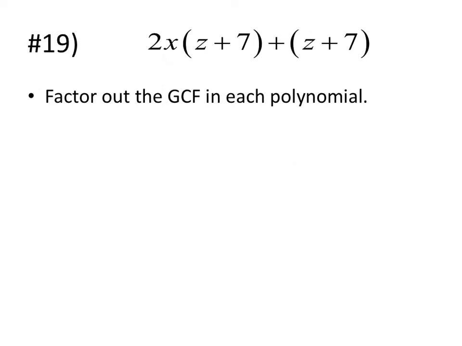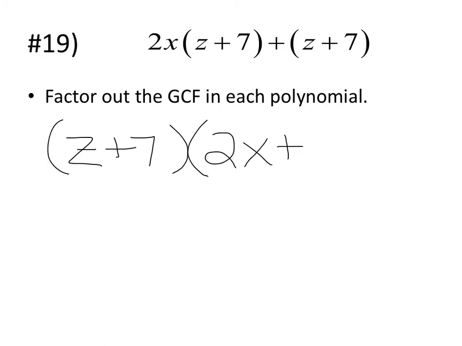Okay, same thing here. What do they have in common? They have z plus 7 in common. So we're going to bring a z plus 7 out in front, and then what's left? You have a 2x plus, and remember there's a 1 out in front here. So you're going to write plus 1. So you have z plus 7 times 2x plus 1.